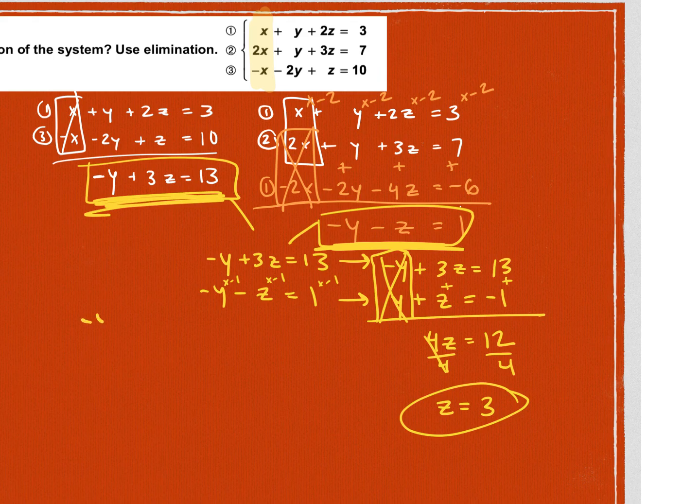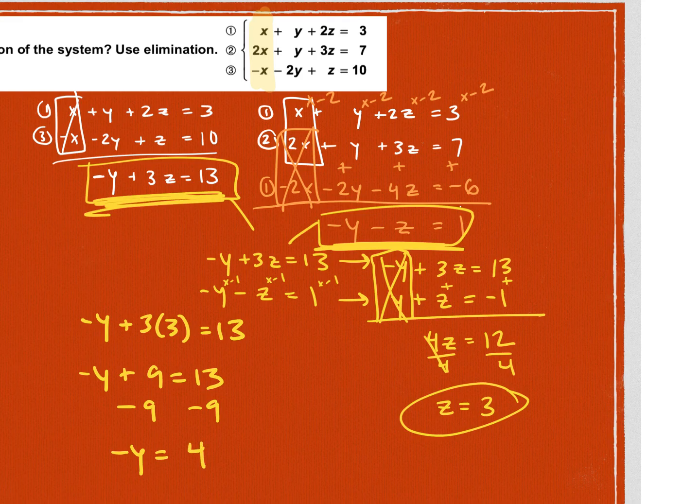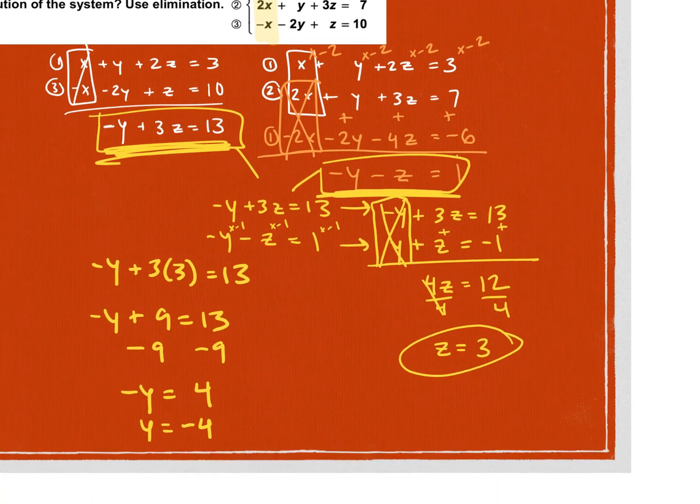So I have negative y plus 3 times 3 is equal to 13. So negative y plus 9 is equal to 13. Then what should I do to solve for y? Minus 9 on both sides. So negative y is equal to 4. So what's y equal to? Negative 4. So y is negative 4. There's another answer.